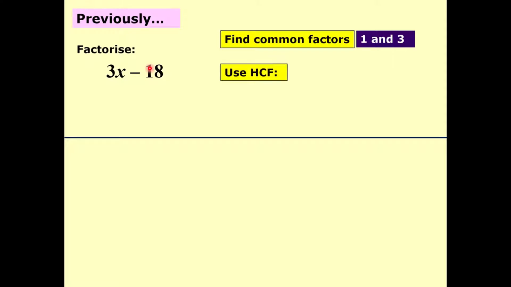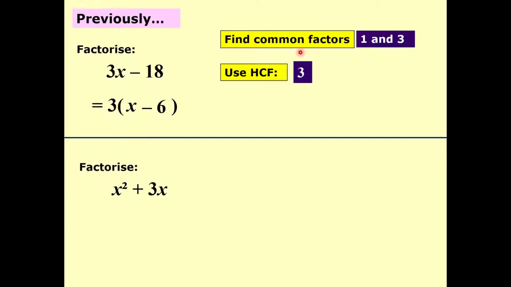And then we decided we are going to be choosing the highest common factor of 3, and we're going to start factorising, which means putting the brackets back in by taking 3 outside of the brackets, and then we're deciding what goes inside. So 3 times what gives us 3x, well 3 times x, and then 3 times what gives us negative 18, negative 6. So this was factorising a standard expression with a simple common factor.